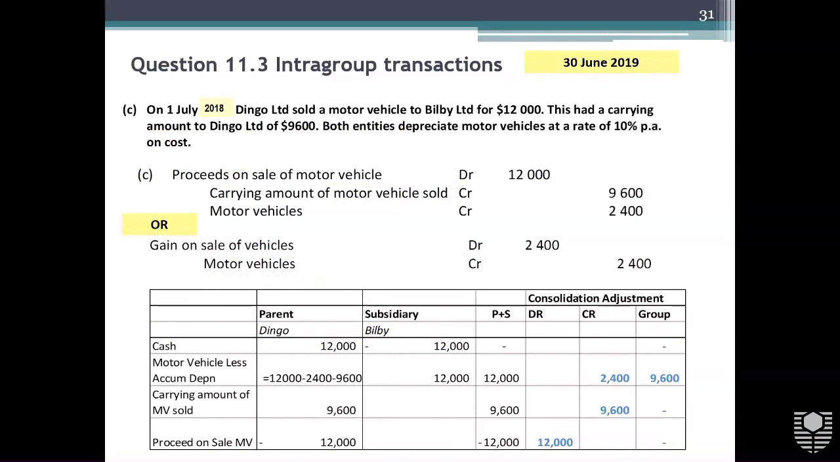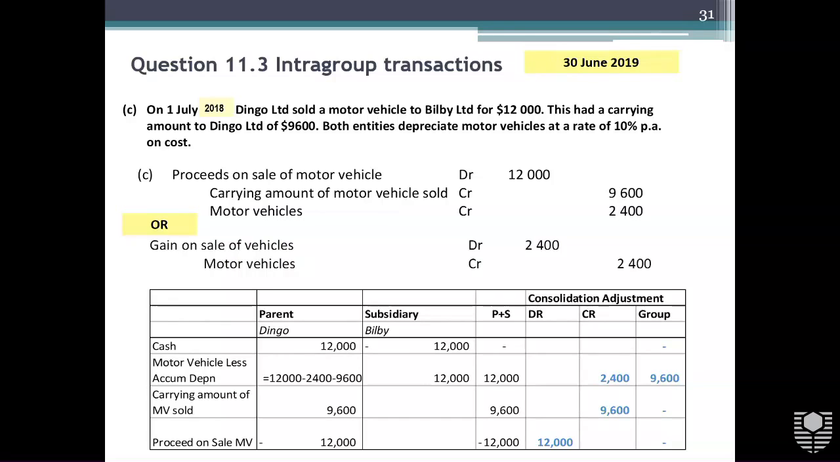Again, we've got another motor vehicle, but this one is slightly different. On the 1st of July, Dingo sold the motor vehicle to Bilby for $12,000. This had a carrying amount in Dingo of $9,600. So we know that it's currently overstated by $2,400. In the books of one, it's been added, and in the other, it's been sold. So we need to remove that.